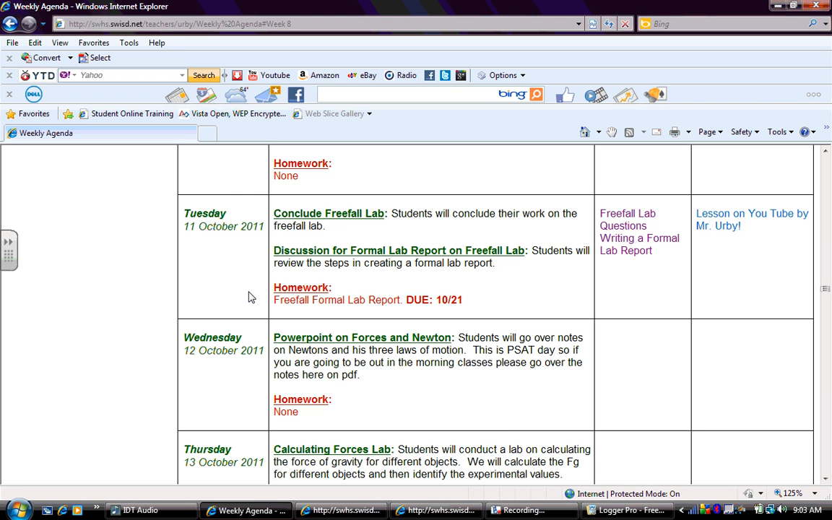Okay, this lesson is for Tuesday, October 11th, 2011. Today we're going to review the lab from yesterday on freefall acceleration, so we're going to conclude that lab. We're going to do that by graphing our data and answering some questions, and you can get those questions by going to this link here on the side. After that, we're going to make some time to review the process for writing a formal lab report.